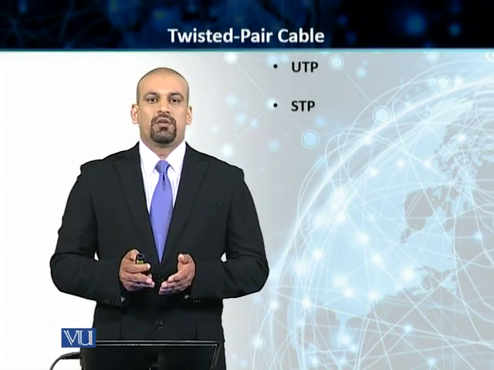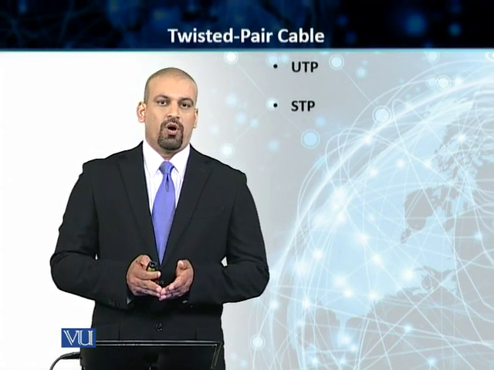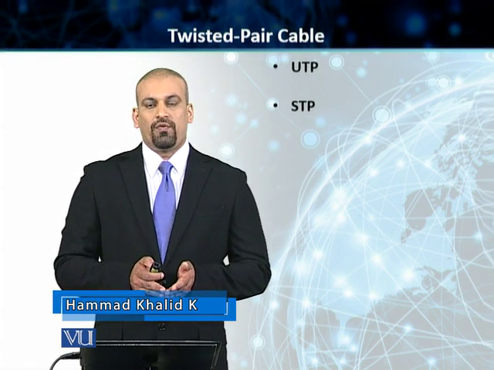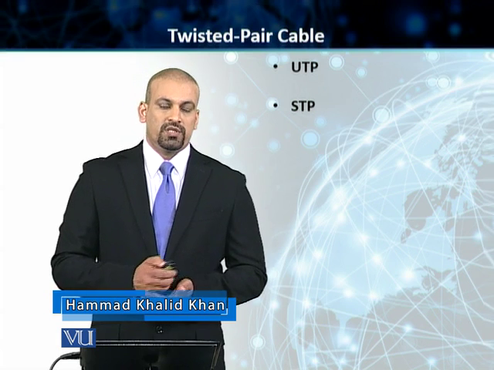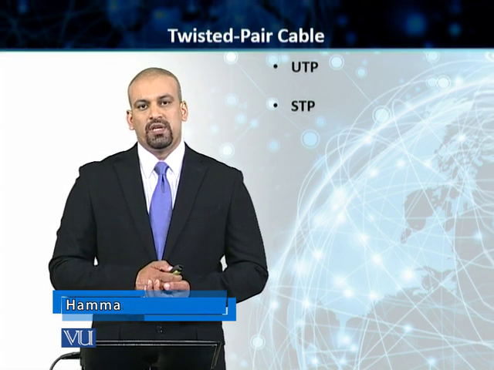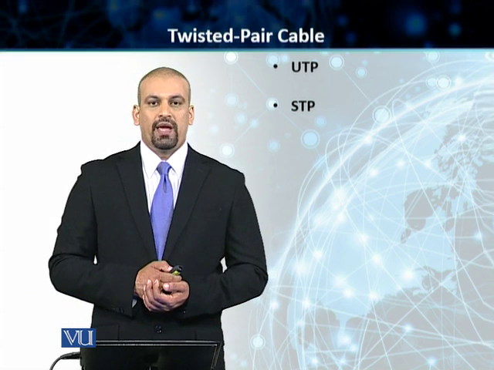Students, we are talking about the twisted pair cable, the first type of the guided media, and we discussed the further subtypes of a twisted pair cable. The first one was unshielded twisted pair, or UTP, and the second one was shielded twisted pair, or STP.